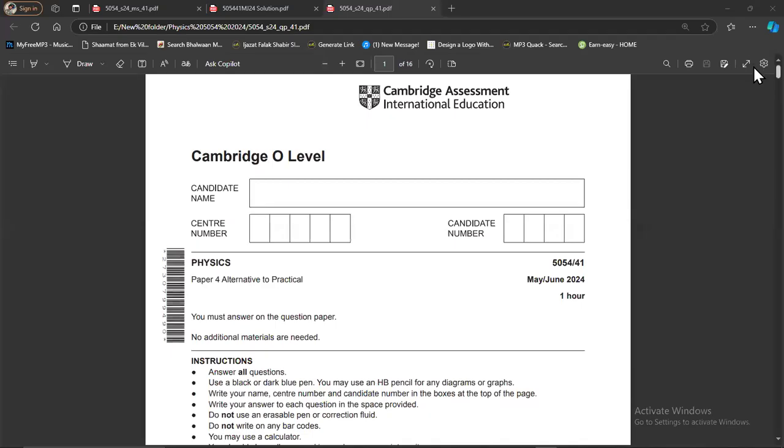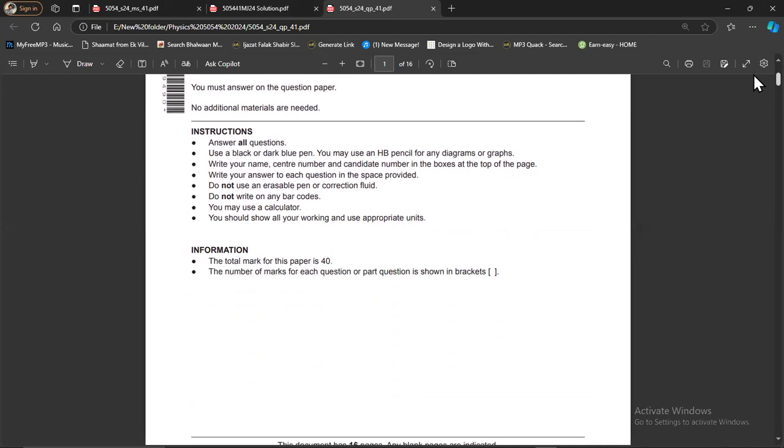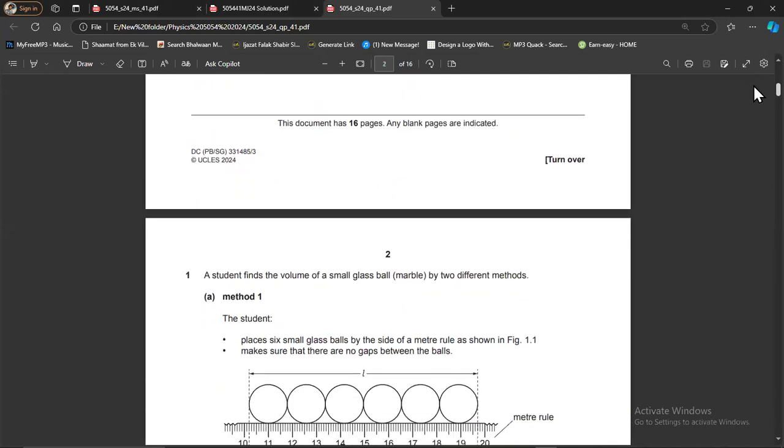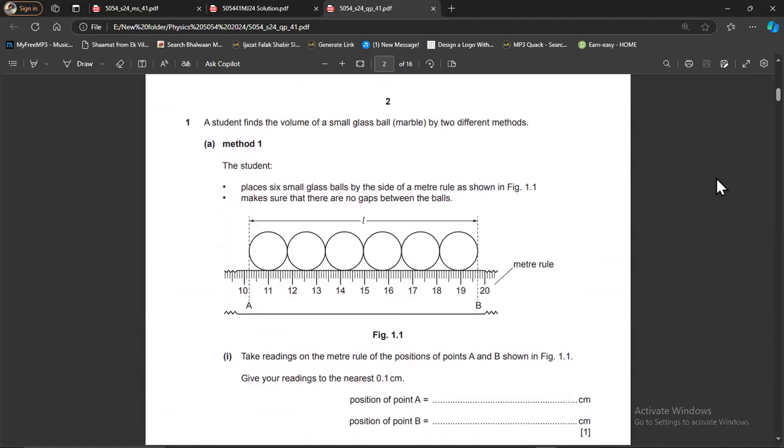So on your screen, the May June 2024 4-1 paper is showing up. The time allowed for this paper is 1 hour, and the marks for this paper are 40. So let's start question number one. A student finds the volume of a small glass ball, marble, by two different methods. Method number one: the student places 6 small glass balls by the side of a meter rule as shown in figure 1.1. Makes sure that there are no gaps between the balls.